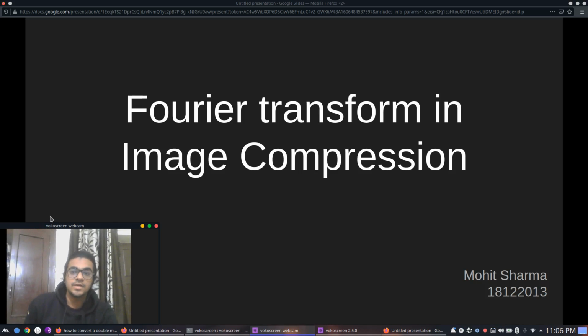I'm a third year undergraduate in the Department of Physics, IIT Roorkee, and I'm going to be talking about the discrete Fourier transform and its applications in image compression.